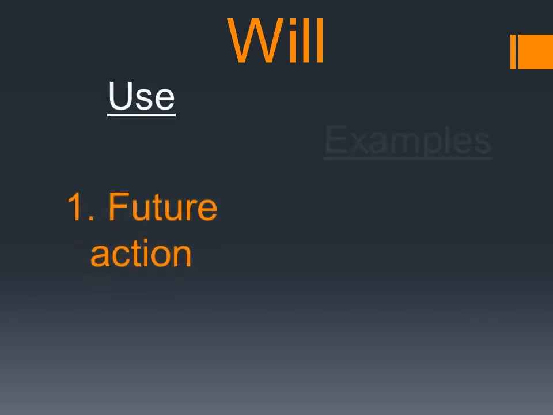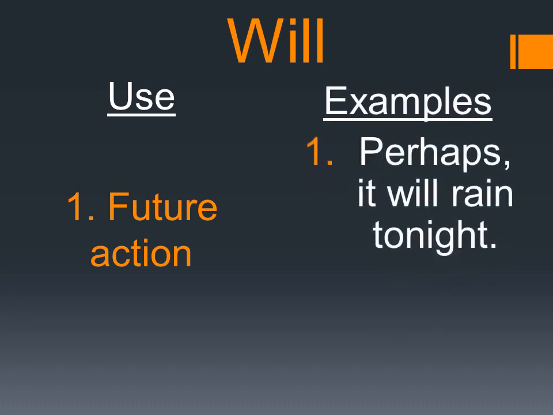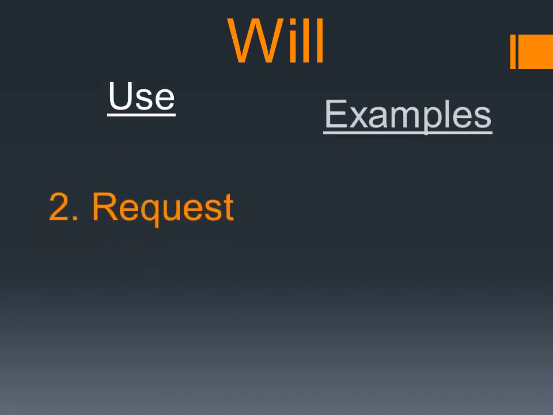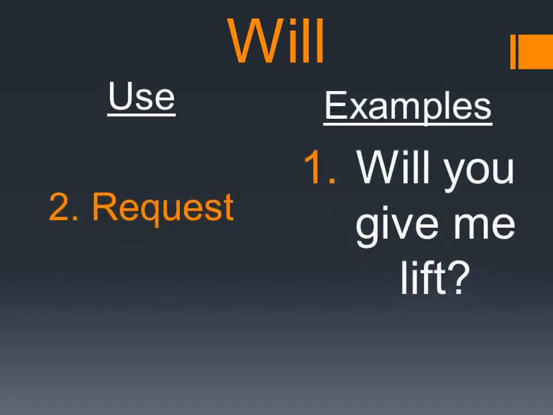Will. As we know that will and shall are used in the future tense, and here the rules will remain the same. For example, the first use is future action. For example, perhaps it will rain tonight. He will come to my house. Its next use is request. Will is also used to make requests. For example, will you give me a lift?